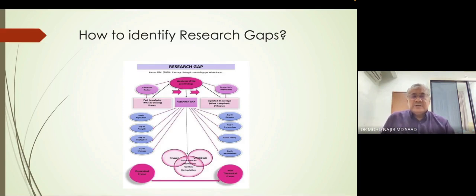Further explanation by Kumar on how to identify a research gap is to look at the area of overlap between the known and the unknown, and look at these four criteria: inconsistency, controversy, conflict, and contradiction. With these four elements, it directs you to formulating a research gap in terms of a gap in population, a gap in concept, as well as other gaps.